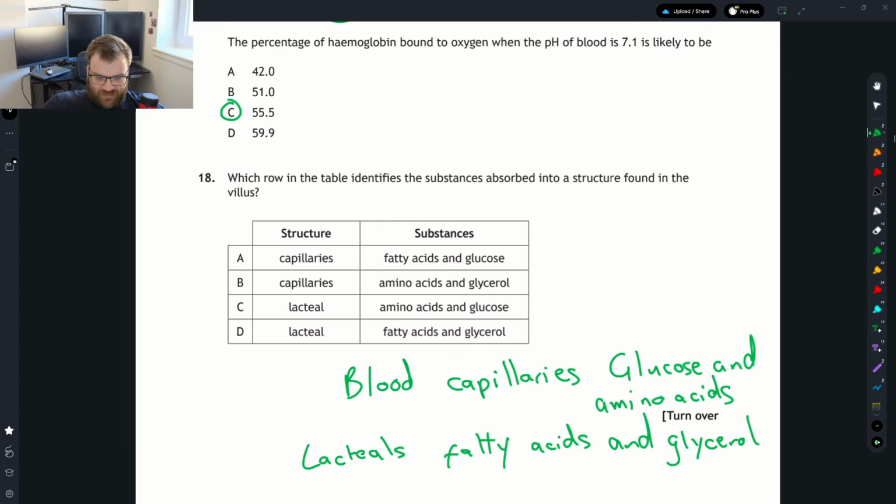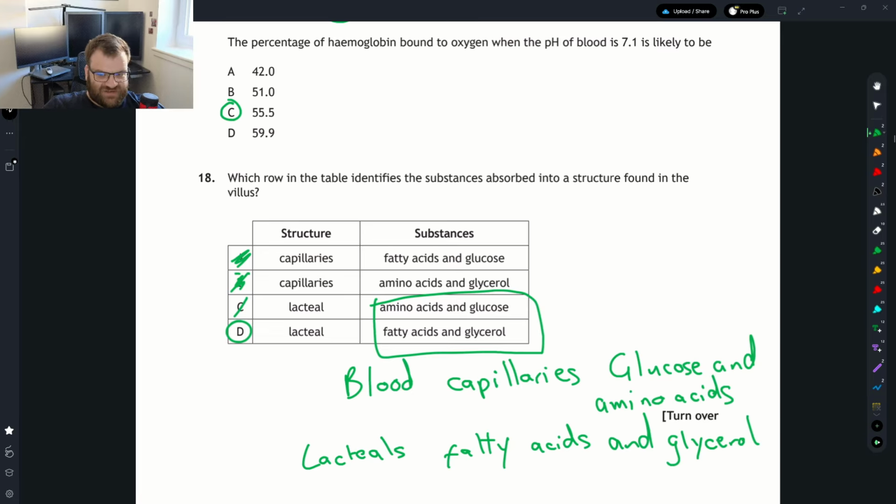So once you've learned them, what you can do is look at the substances and see, well, fatty acids and glucose isn't a correct combination of substances. Amino acid and glycerol isn't a correct combination of substances. Amino acids and glucose is, but that's for the capillaries, not for the lacteals. And then lacteals take in the fatty acids and glycerol. So first step is knowing that those are the correct combinations. That takes it into C and D.